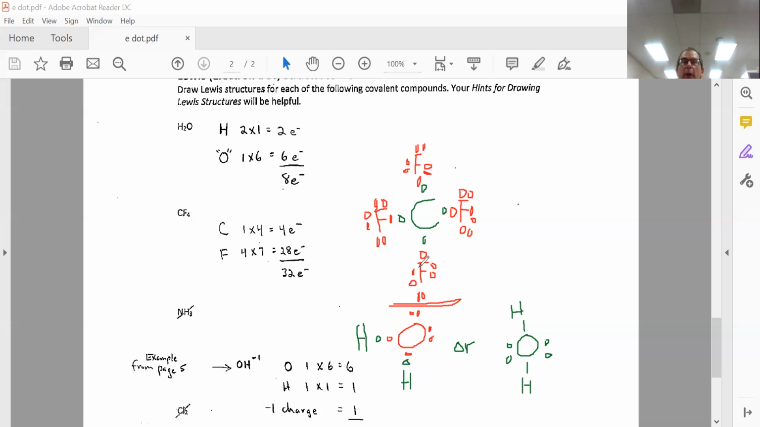It's a full structure. The carbon needed to gain 4. It bonded with 4 fluorines. Each fluorine needed to gain 1. It combined with 1 carbon.